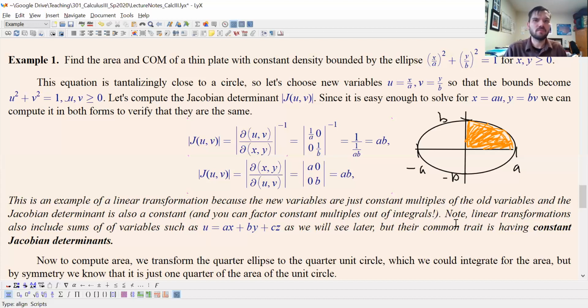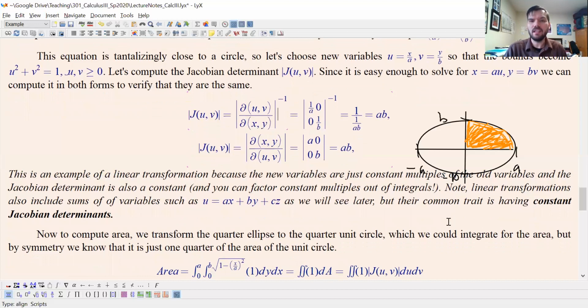Specifically, the Jacobian will always be constant, even when we have other linear combinations. Say that u is a combination of ax plus by plus cz. That is still a linear combination. We can still integrate through that by breaking it into 3 integrals and factoring the a's, b's and c's out of each separate piece. So we can do lots of factoring, lots of beautiful algebra here. And let me clear my annotations before we go on.